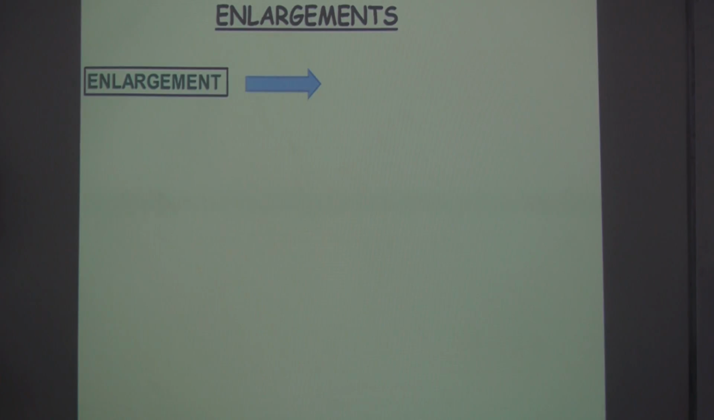Okay, moving on, we have enlargement. So a simple definition would be it makes a shape bigger or smaller. Even though the word enlargement may imply that the shape is growing, it can actually go in the other direction as well.